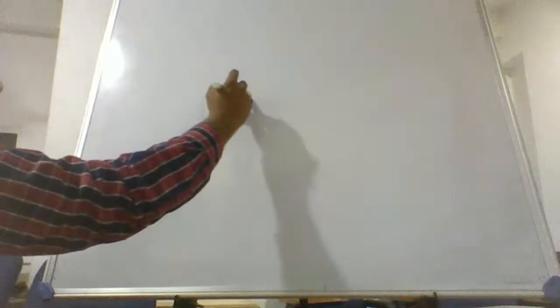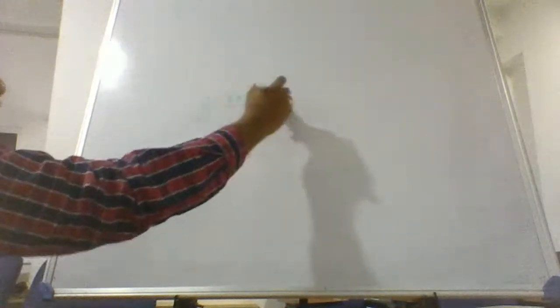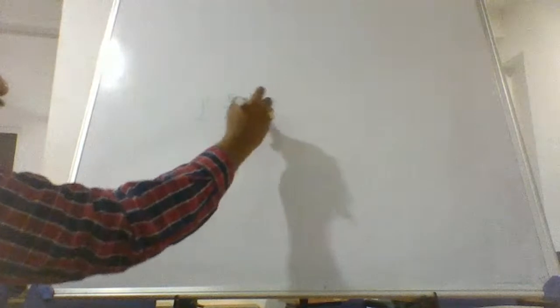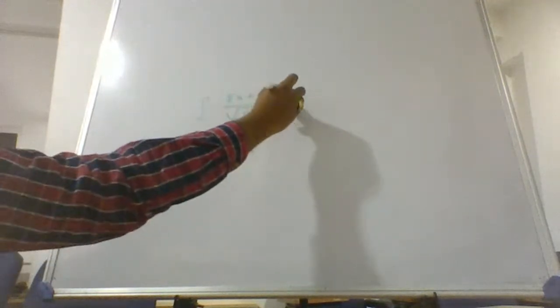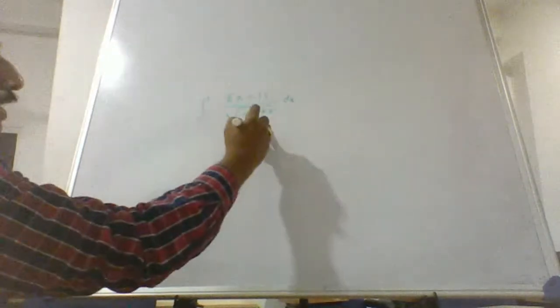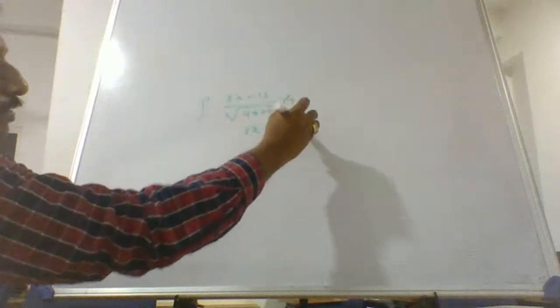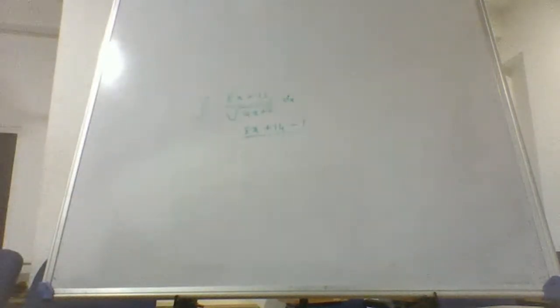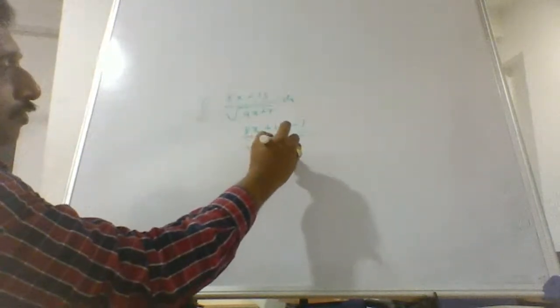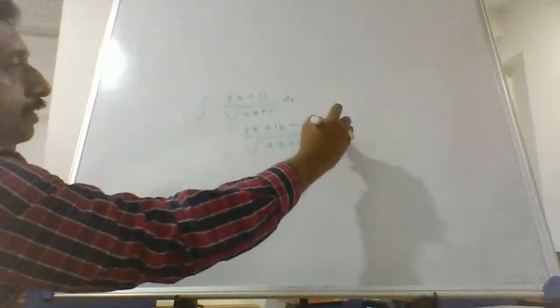Now, if I have an integral of (8x + 13) divided by the square root of (4x + 7) dx, let us try to solve this problem. Fine. So 8x + 13 can be written as 8x + 14 - 1, divided by the square root of 4x + 7, integral dx.